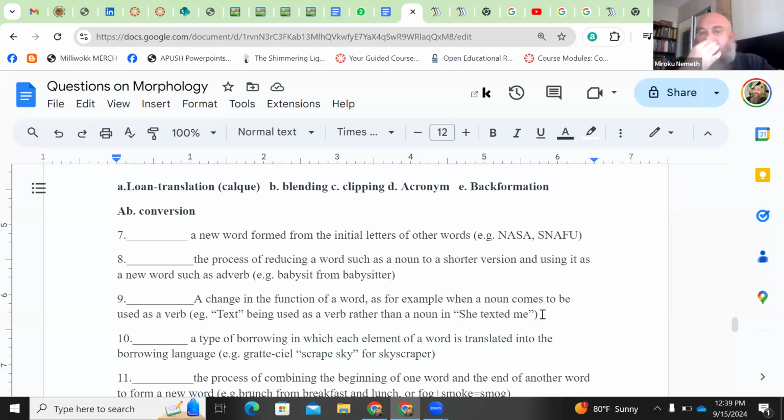Originally it was a noun. And so we have that with a lot of things. And sometimes poets and other people play with that. This is called conversion. You convert something from one grammatical category to another.